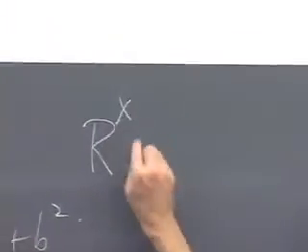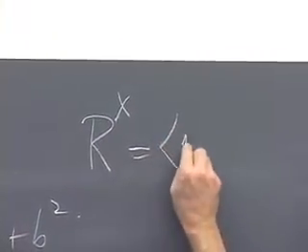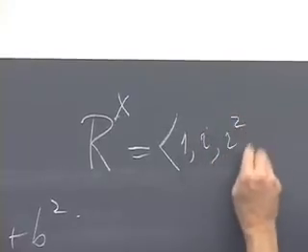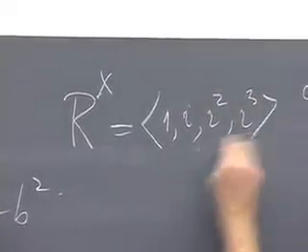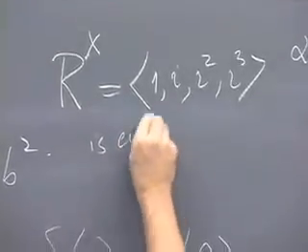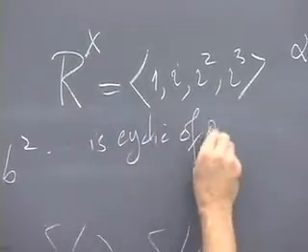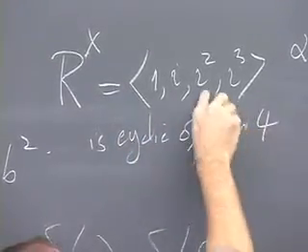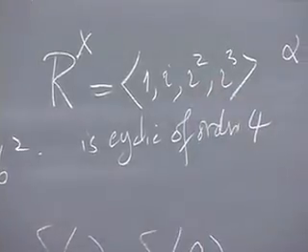R star is equal to the group generated by i: 1, i, i squared, i cubed. It is cyclic of order 4, because i squared is minus 1 and i cubed is minus i.